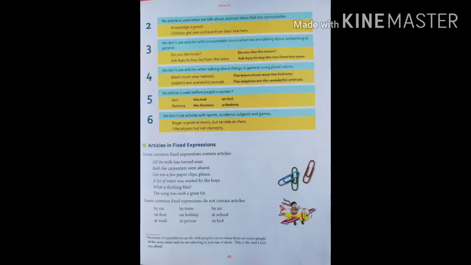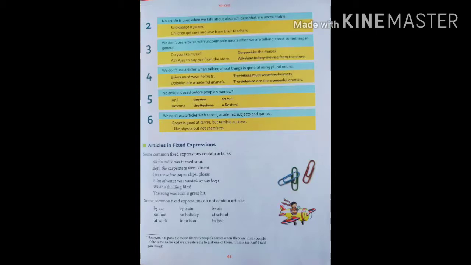Third point, we don't use articles with uncountable nouns when we are talking about something in general. Like, do you like music? We don't write, do you like the music? This is wrong. Second example, ask Ajay to buy rice from the store. We don't write, ask Ajay to buy the rice from the store. I hope this is clear students.